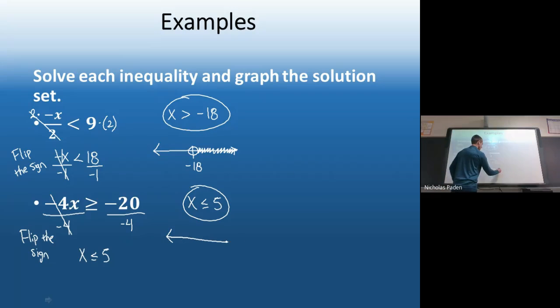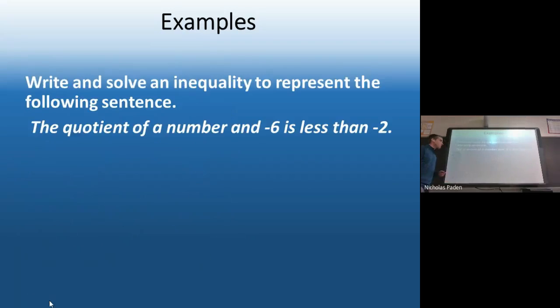And so we go to graph this solution set. We're going to be at +5. x is less than or equal to. That means it's going to be a closed circle. And then less than means we shade to the left. So that's what our solution set is going to look like after we graph it. Okay, that is just solving the solution set. We're going to look at one more that deals with writing and solving the solution set.